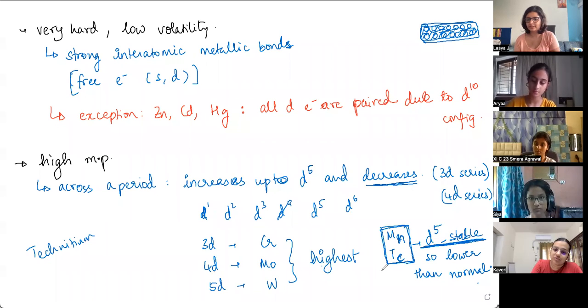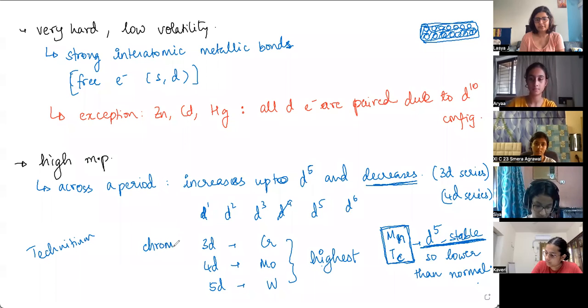What is MO? MO is molybdenum. This is chromium, molybdenum, tungsten.